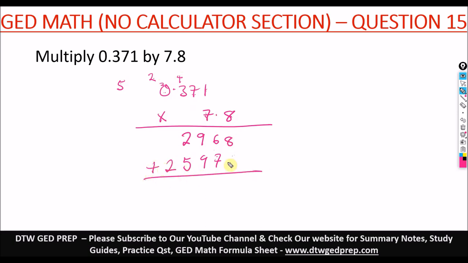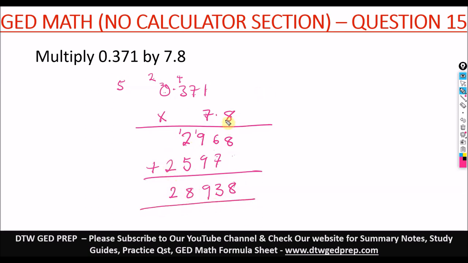So we add here, we have 8. This plus this is 13. We drop 3, carry 1, add 1 to this, it becomes 10. 10 plus 9 is what? 19. Write 9, carry 1. 1 plus 2 is 3. 3 plus 5 is what? 8. And we have just 2 here, drop 2.